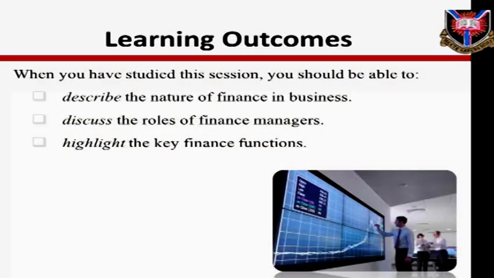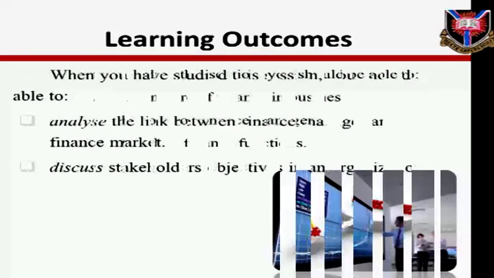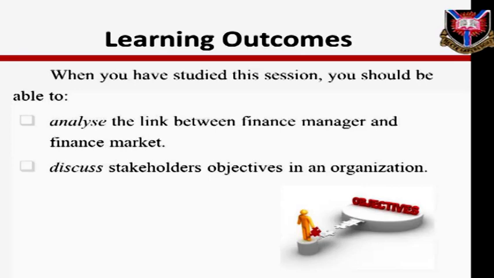Learning outcomes. When you have studied this session, you should be able to: 1. Describe the nature of business finance. 2. Discuss the roles of finance managers. 3. Highlight the key finance functions. 4. Analyze the link between financial manager and financial market. And 5. Discuss stakeholders' objectives in an organization.